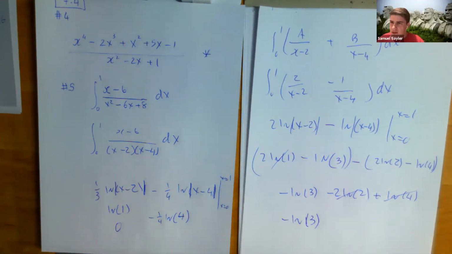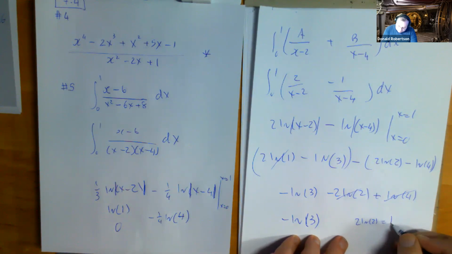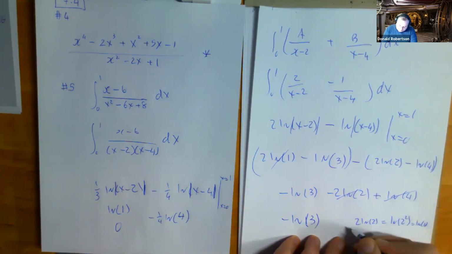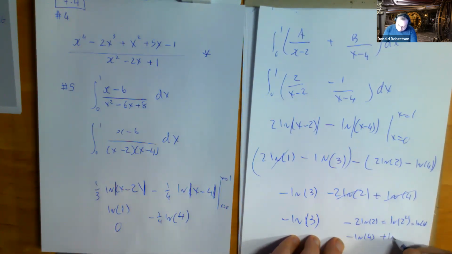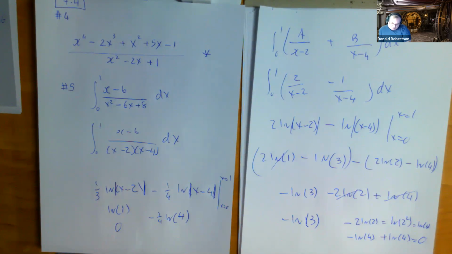Why do those two cancel out? Oh, because 2 log 2 is a log of 2 squared, which is a log of 4. And it's got a negative in front of it. So it's negative log 4 plus a log 4. Oh, nice. Okay. It's actually so nice, I'm probably right.